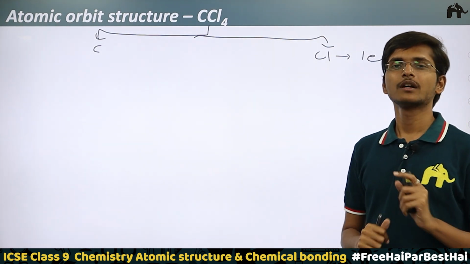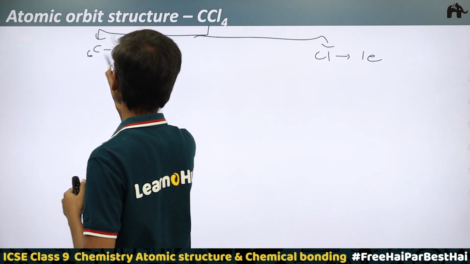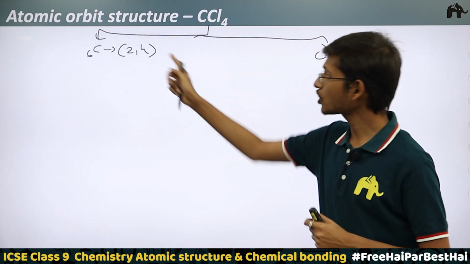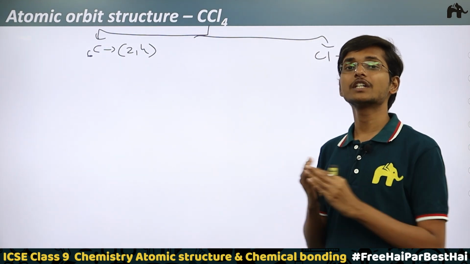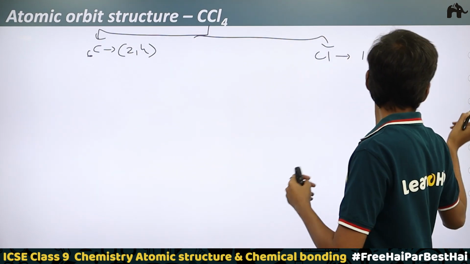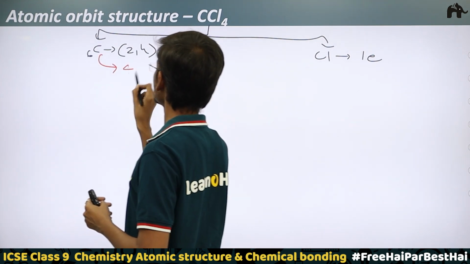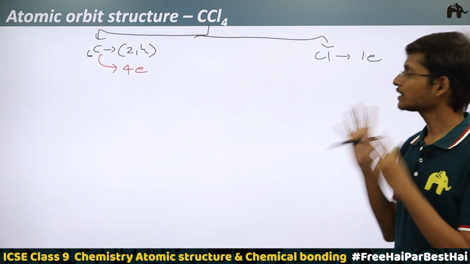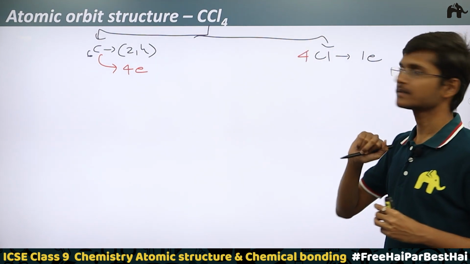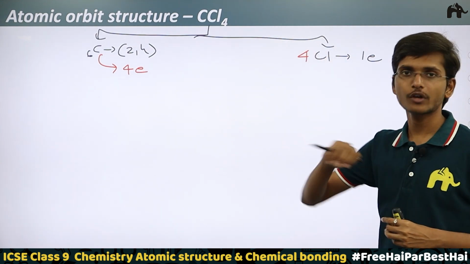Carbon here, its electronic configuration is 2,4. Now since it's the first time we have seen carbon, I'm writing its electronic configuration. Atomic number 6, 2,4. So it is short of 4 electrons from its nearest noble gas configuration of neon. So I would just write here, carbon 4 electrons. Now what can they do? 1 carbon atom, 4 chlorine atoms in carbon tetrachloride.